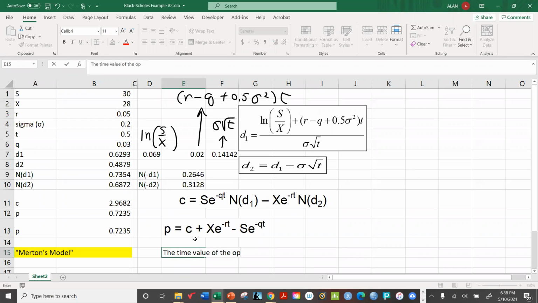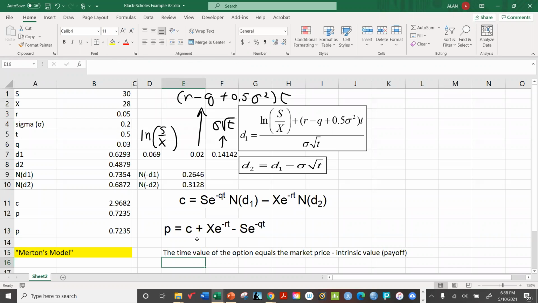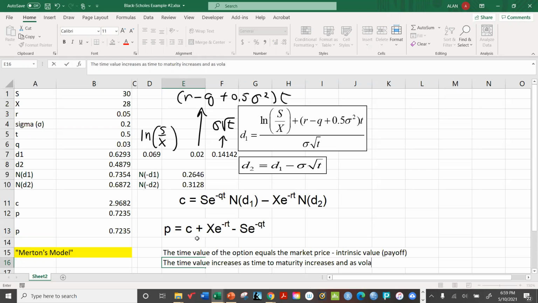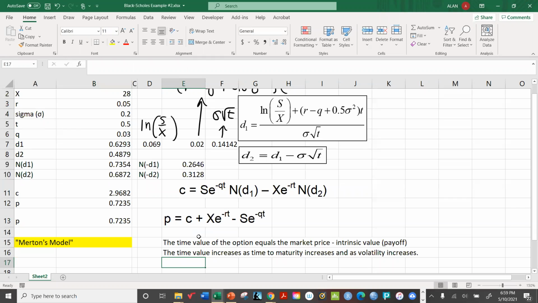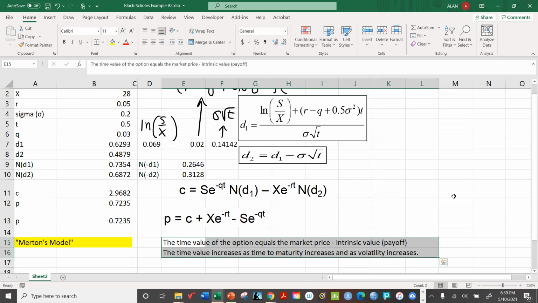First, the time value of the option equals the market price minus the intrinsic value or payoff. The time value increases as time to maturity increases and as volatility increases. Okay, those are two things that are major determinants of the time value of the option.